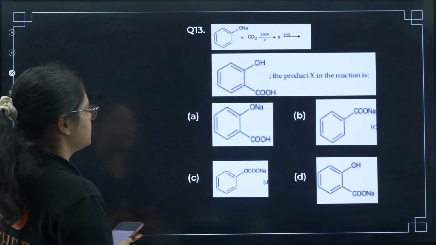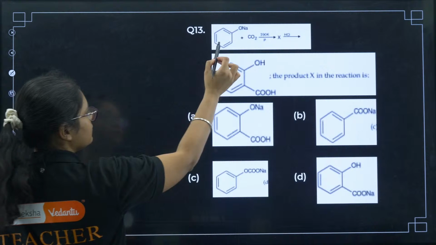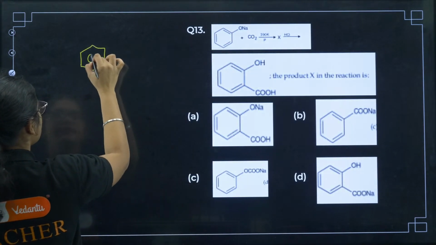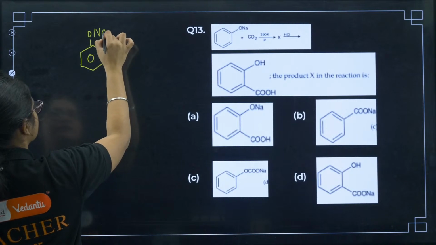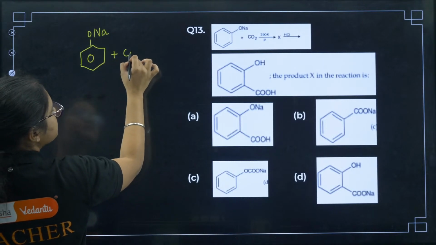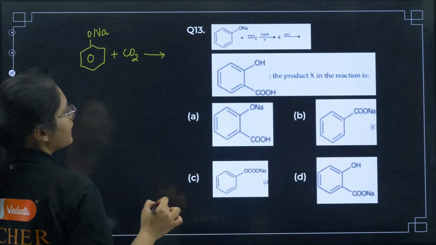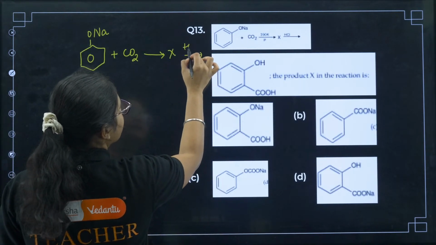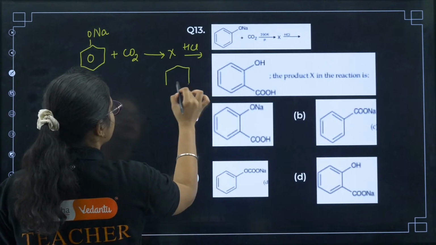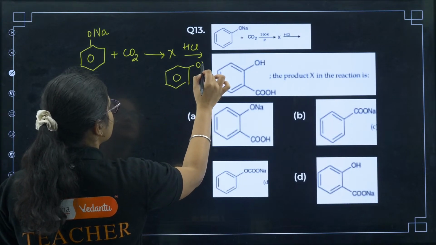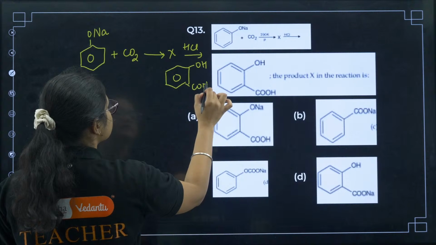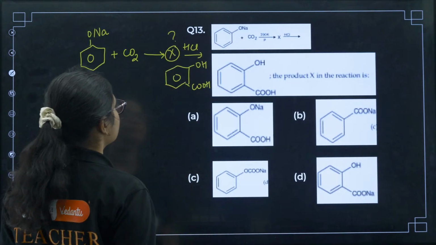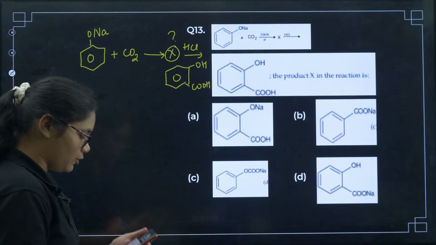You have this question, if it is not visible I'll draw it again. I am drawing it again. There may be some blur in the picture here. You have CO2, then you get X, then you treat with HCl and you get this one, OH and COOH. The question here is, what is this X? This is also a very important question.